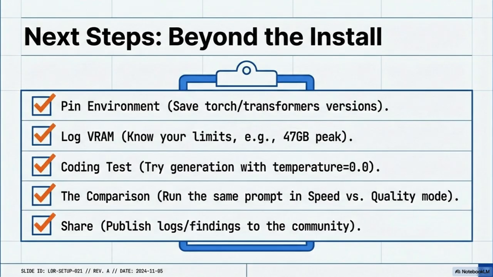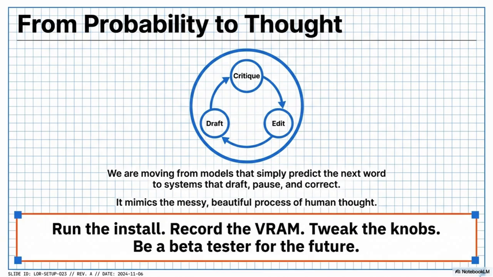Finally, heading 12, quick next steps checklist. Because we shouldn't just run it once and quit. No, that's just the easy dopamine, as the article says. The checklist is your homework. Number 1, pin your environment. Save the exact versions of everything you used because an update next week will break this. Number 2, log your VRAM usage. Know your limits. If you know you peak at 47 gigs, you know not to open Chrome while running the model. Number 3, try a coding task. Yeah, see if that self-correction helps it write better Python. And number 4, which I think is the most fun, compare speed versus quality modes on the same prompt.